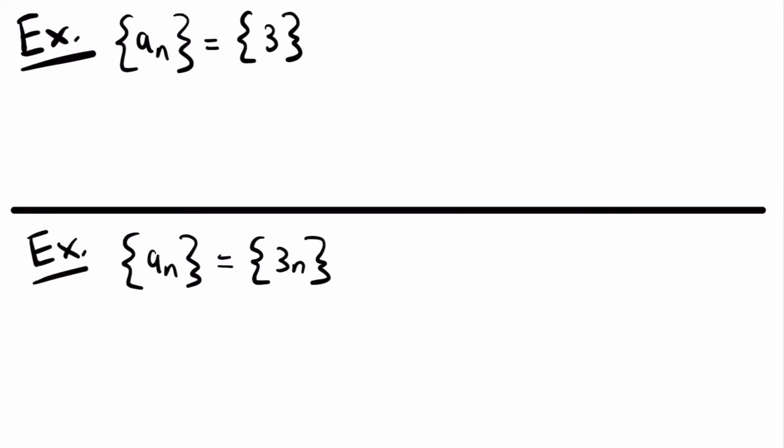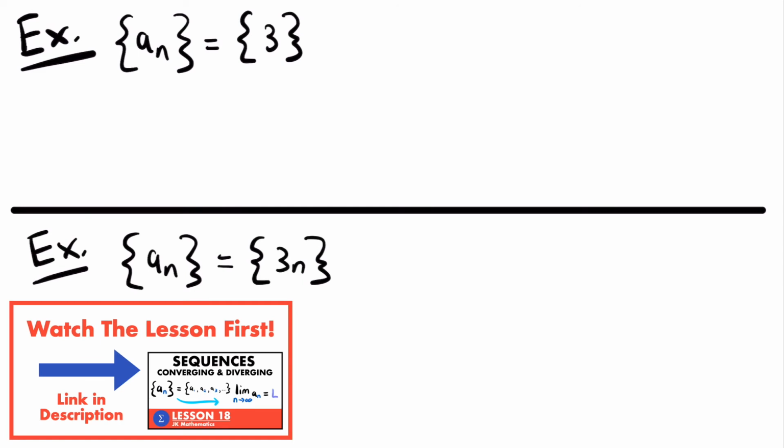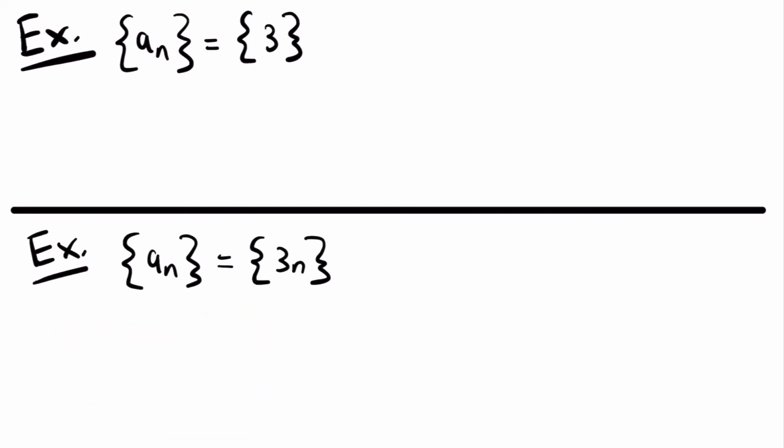We have the sequence a sub n is equal to 3. If we want to determine the convergence of this sequence, what we can do is take the limit of the sequence as n approaches infinity. So we would have the limit as n approaches infinity of 3, and the limit of a constant is always just equal to that constant, so this is equal to 3. What this tells us is that this sequence converges to 3.